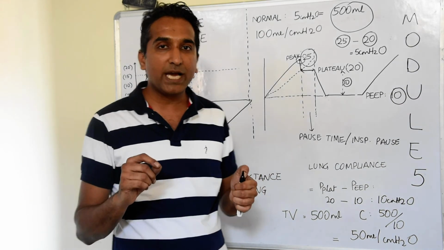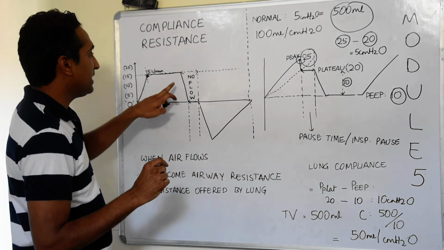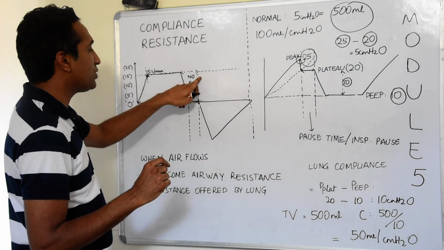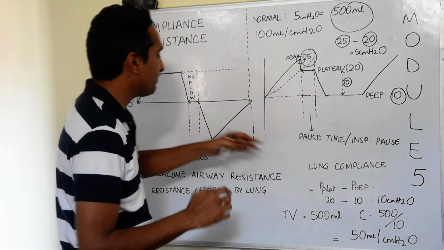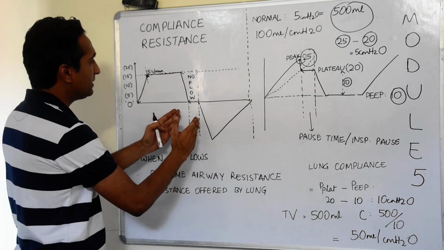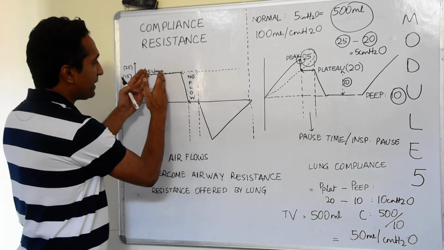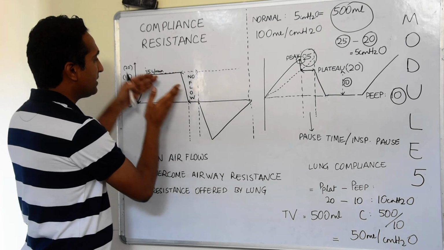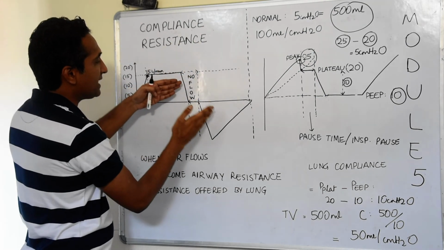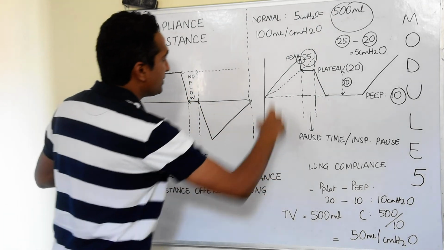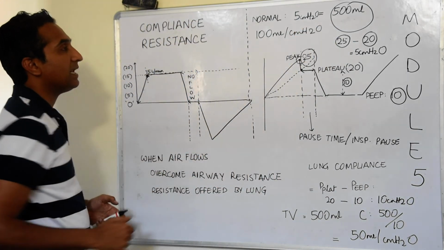If we want to do that, then we have to put a pause at the end of the inspiration by pressing the inspiratory pause or setting a pause time, create a no flow zone, check the peak pressure, check the plateau pressure. The peak minus plateau will give us the airway resistance, and the plateau minus PEEP producing the tidal volume will give us the lung compliance.